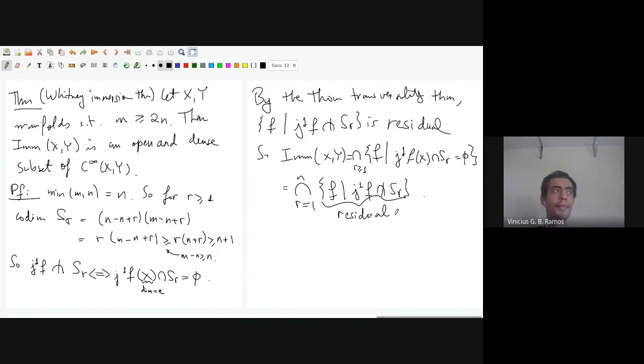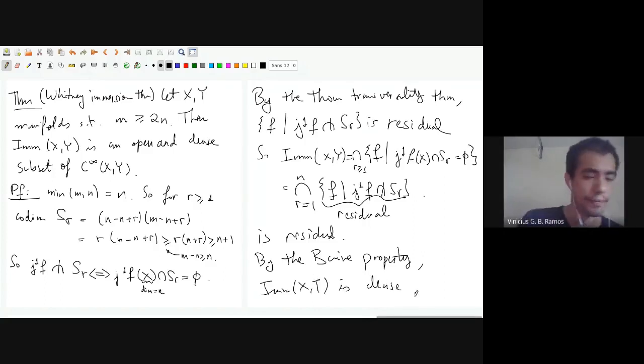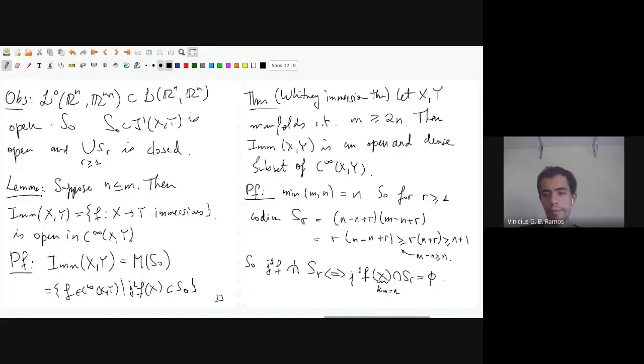Because a residual set is a countable intersection of open and dense sets. So this set of immersions is still going to be a countable intersection of open and dense sets, and by the Baire property, that means the whole thing is also residual. So the set of immersions is residual, and now by the Baire property, the set of immersions is dense. Okay, there we go. And we already saw it was open. That was here, the lemma. So we don't actually need such a strong condition for the set of immersions to be open, but for it to be dense, you do. And that's it.